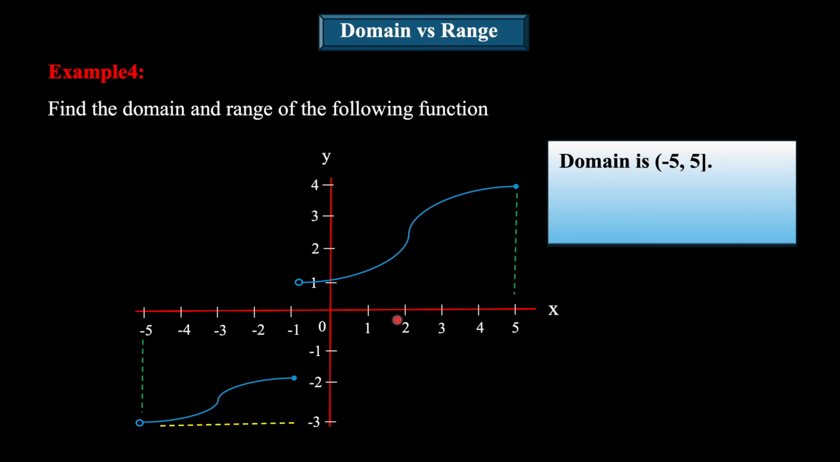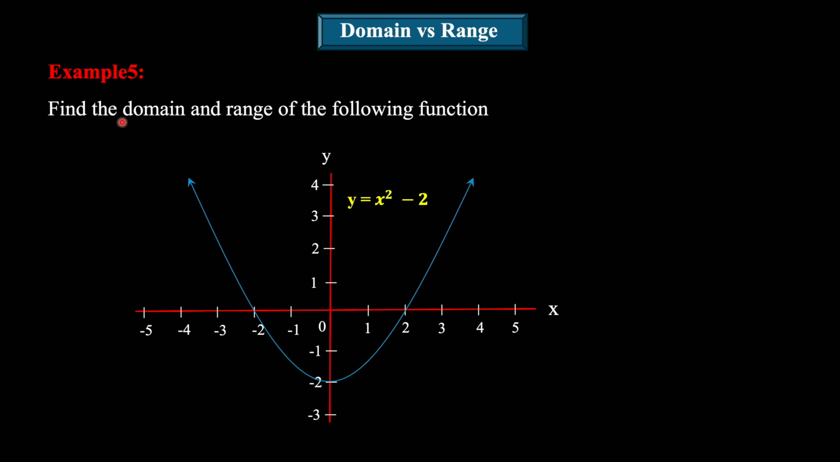Coming to the range, this is the lowest point, minus 3, and the highest point is 4. But we have a gap here. We have to consider that. That's why our range is from minus 3 excluded until minus 2 included, union from 1 to 4, where 1 is excluded and 4 is included.